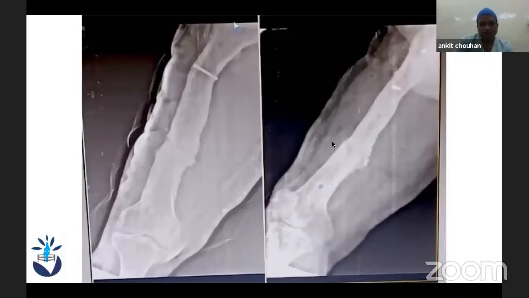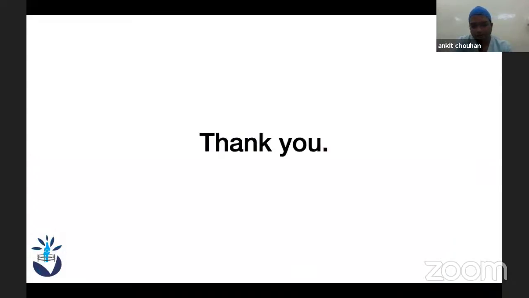This was the X-ray done a couple of days back, showing a good consolidation of the regenerate as well as the fracture. So no complaints related to the fracture. Just the pus is starting to trickle down from one of the posterior sinuses.